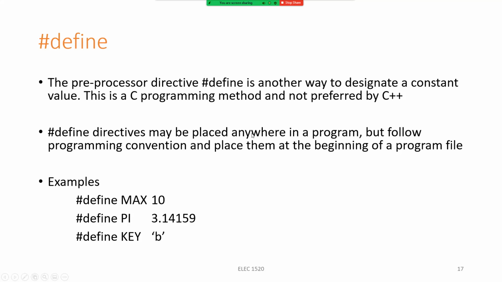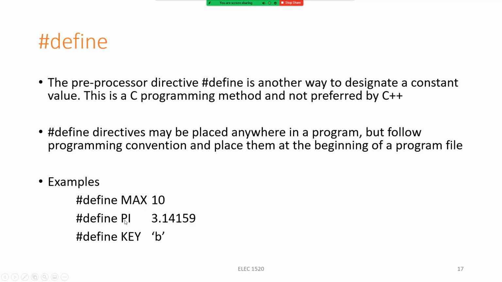Pound define can be placed anywhere in a program, but we follow a programming convention of placing them at the beginning of a program file. And so if we say pound define, we follow our identifier naming rule. In this case, I'm creating an identifier named MAX. I'm capitalizing it because the convention is for constants that we capitalize them. So pound define MAX 10, right? Anywhere we use the word MAX in code, the preprocessor substitutes the number 10 into our code, right? So that saves us from typing 10 in a lot of places.